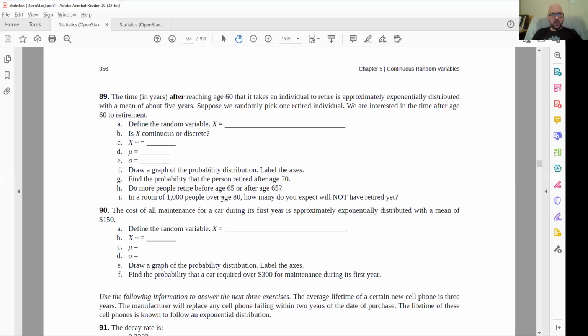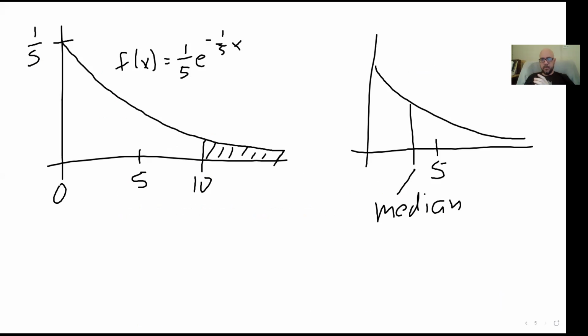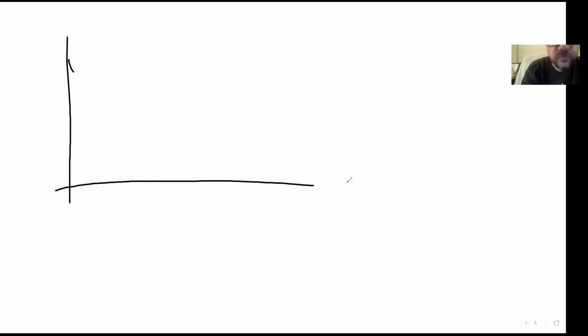In a room of 1,000 people over age 80, how many do you expect will not have retired yet? So in other words, the people who have not retired by age 80, where am I? The whiteboard here. Wait, hang on. Is it not sharing? Oh, there we go. Sorry, my computer wasn't switching. So the people who have not retired by age 80 are these people. There's 5. So age 80 means that X is 15.